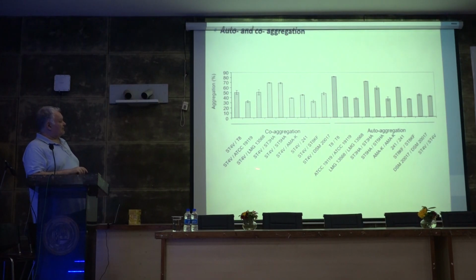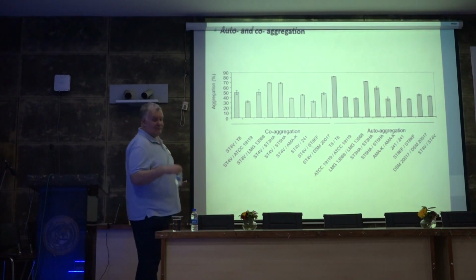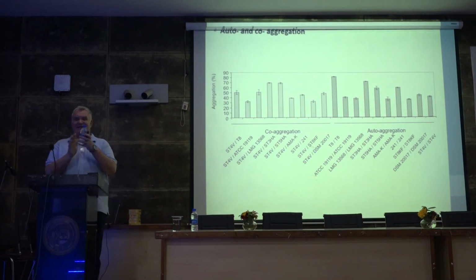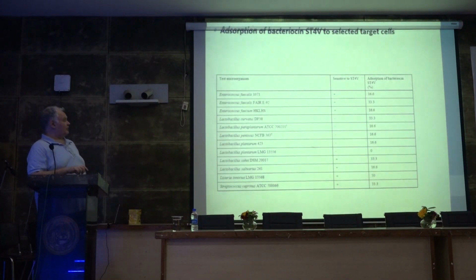So we wanted to see the aggregation property of this strain with different beneficial and pathogen strains. We had some beneficial and some pathogen strains in this work, and it was showing aggregation. Because remember, bacteriocin needs to get together with the pathogen in order to kill it. If they cannot attach, it will be very difficult to kill. So the aggregation property is a very important preliminary test to know if the strain will have good behavior and good application as a probiotic.